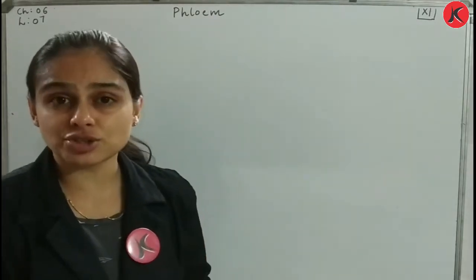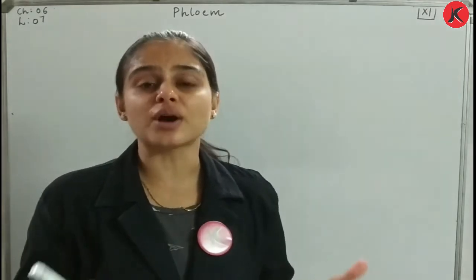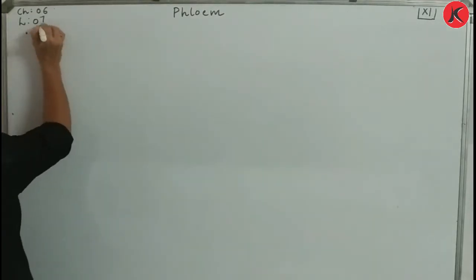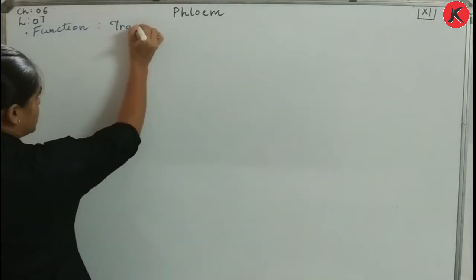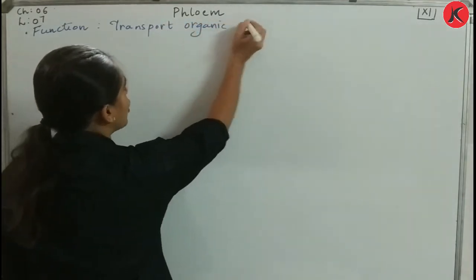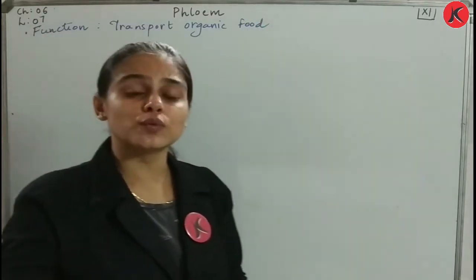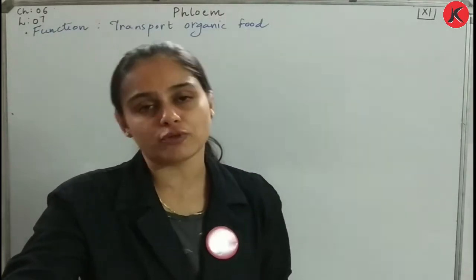Now we are going to discuss another complex tissue which consists of more than one type of cell which functions as a unit. Dear students, what is the function of phloem? You know very well. Yes, the function of phloem is to transport. What does it transport? Organic food. Yes or no? It transports organic food which is prepared by the process of photosynthesis.